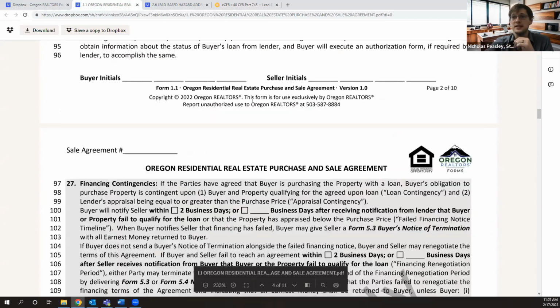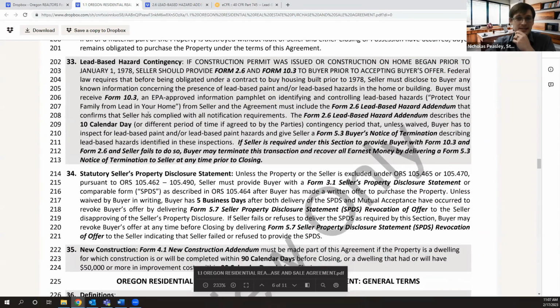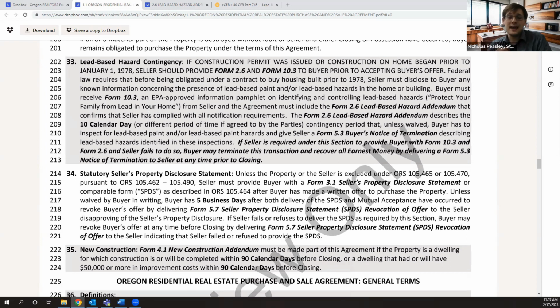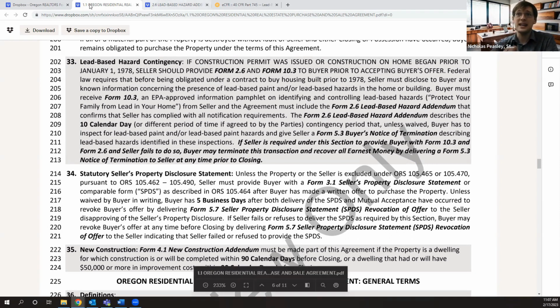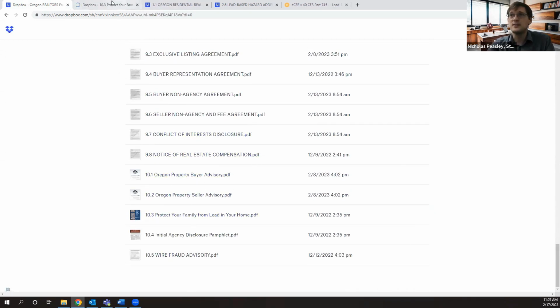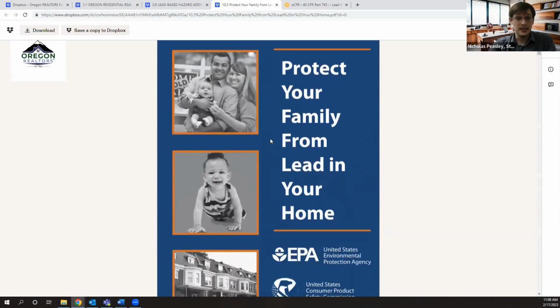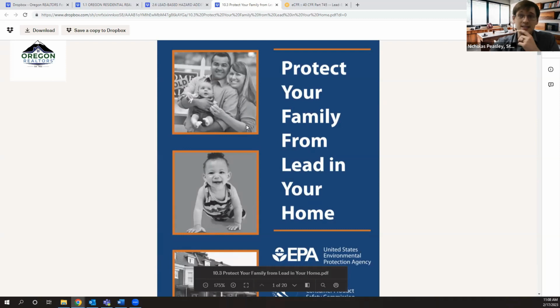And there's another portion in this that does talk about lead hazards, and that is right here in the purchase and sale agreement. In this section, we talk about the lead-based hazards contingency as it's built into the purchase and sale agreement. If there was a construction permit that was issued or construction of the home began prior to January 1st, 1978, the seller needs to provide the lead-based hazard addendum, as well as, I'll pull this up, Form 10.3. 10.3 is the Protect Your Family from Lead in the Home. This is an EPA-provided pamphlet. You've probably seen it. If you haven't seen it, now you're seeing it. If you're ever selling houses that are target housing, you need this pamphlet with it.